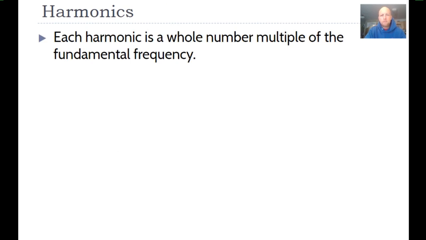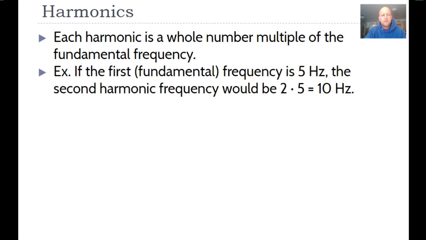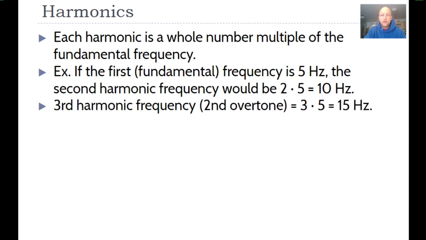Each harmonic is a whole number multiple of the fundamental frequency. So if the first fundamental frequency is 5 hertz, the second harmonic frequency would be just 2 times 5, or 10 hertz. And then the third harmonic frequency is going to be 3 times 5, or 15 hertz.